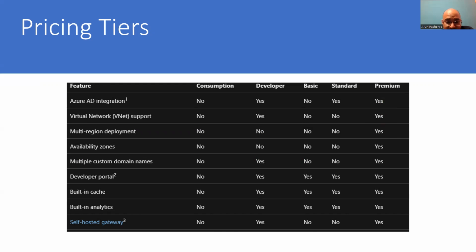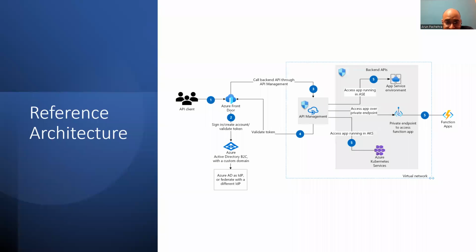Right? So let's quickly check the reference architecture here. This is the reference architecture that I was talking about at the very beginning. Here is the API management, which is managing the backend APIs right here. And these are the API clients, which are accessing our APIs via API management and Front Door. So point one says, I'm sorry, I get a little excited.